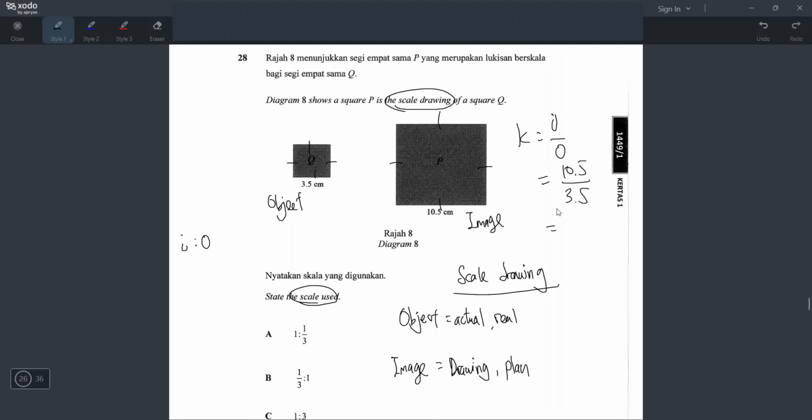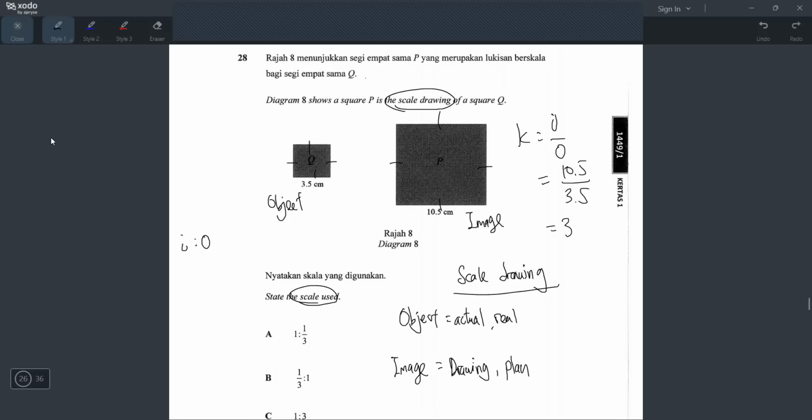Wait, by the way, you cannot use area. If you want to use this formula, you must put in the length. Cannot use area. If you use area, you have to take the square root, because you cannot use this formula with area. You have to use another formula, which is area of image equals k squared times area of object. But that one is fine. But for this one, you can do it like that. So 10.5 divide 3.5, you press the calculator. You will get 3, right? It means the scale factor is 3.